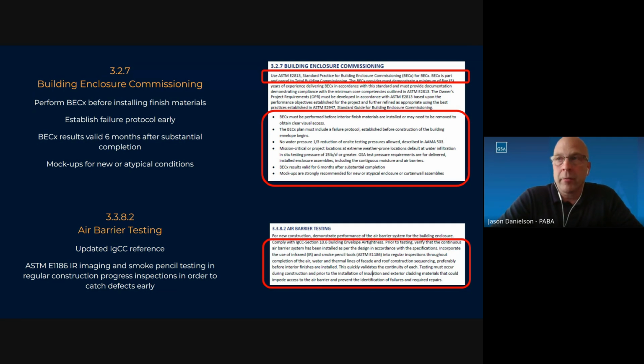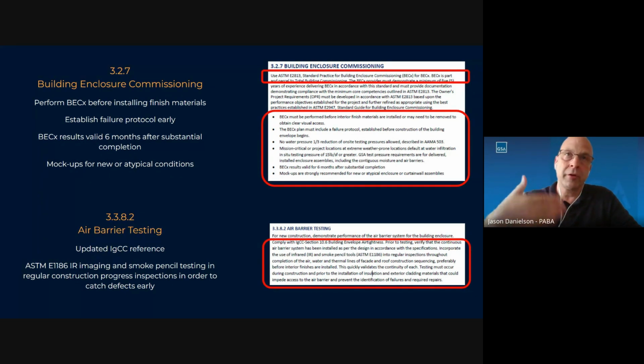3.2.7, building enclosure commissioning. Some of these things are super basic, but just making sure that it's clear, and it's not something that we're going to have any kind of bird dog on every job, because it should be best practice. So performing the enclosure testing before installing finished materials, this probably makes sense to a lot of people.